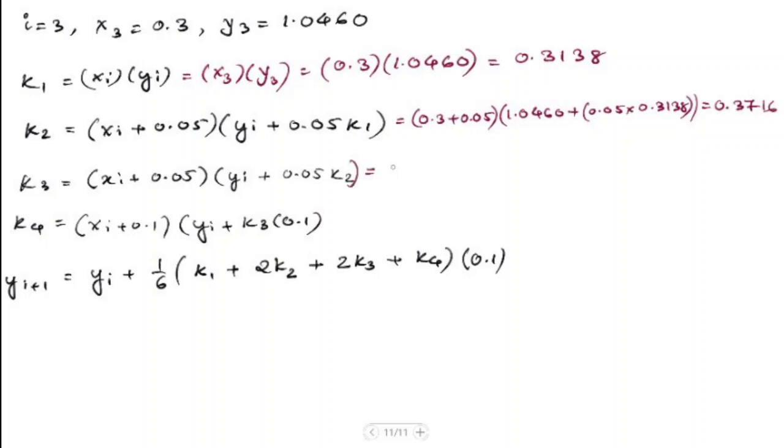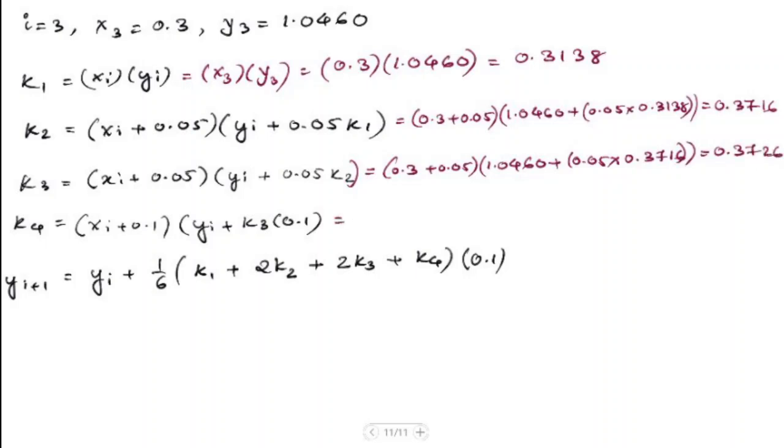For this one here we have x3 is 0.3 plus 0.05 times we have y3 which is 1.0460, plus 0.05 times k2, so the value that we just got here, 0.3716, and this gives us the value 0.3726.